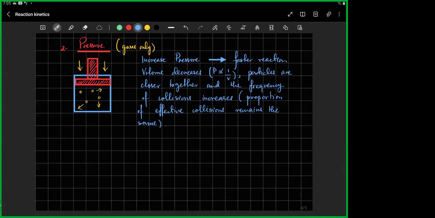So, increase pressure. Remember, when you increase pressure, only the frequency of collisions would increase. Only this. The other factors are not going to apply, the effectiveness would not be a factor. Okay, now come to the third one, what is the third? The third one. Let's talk about concentration.